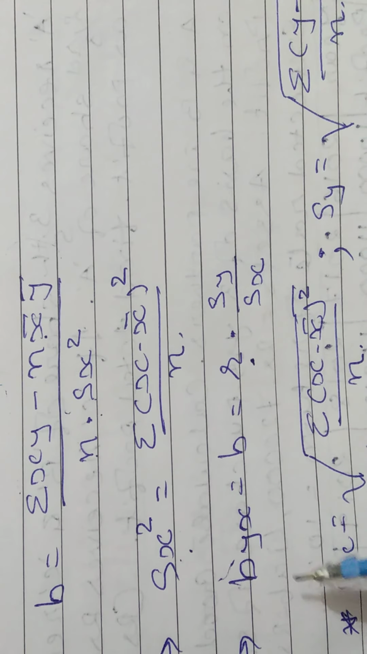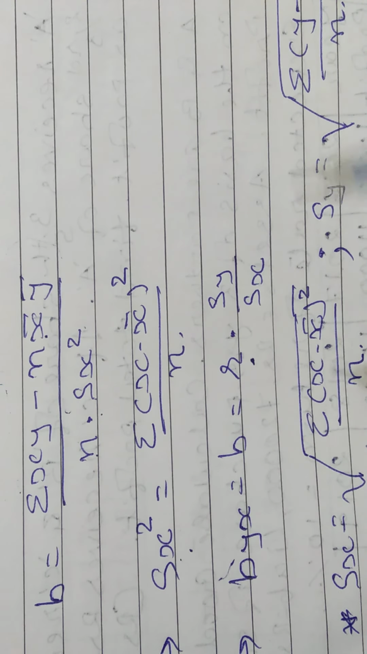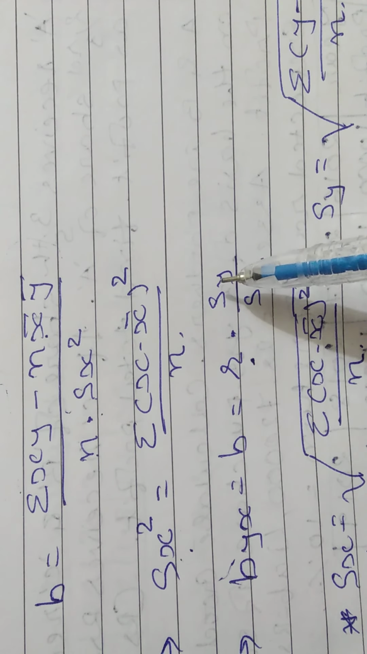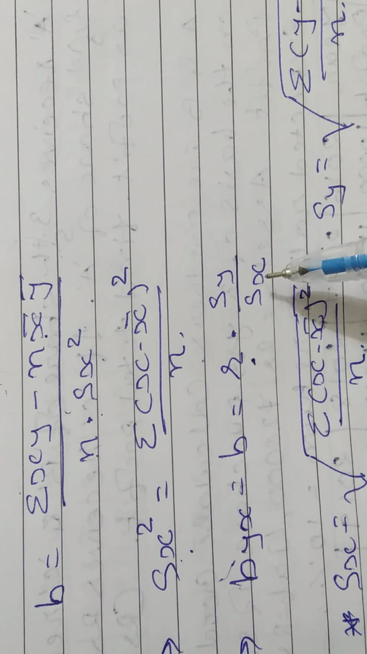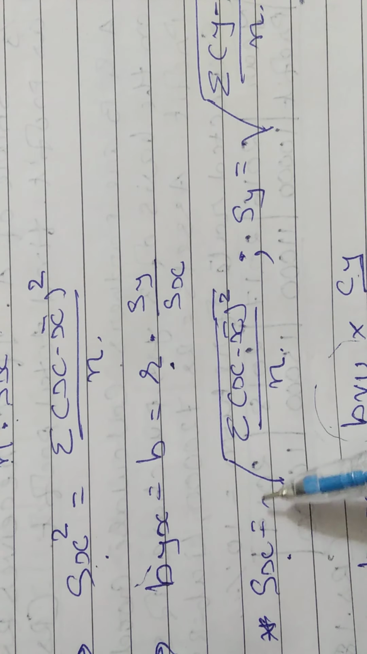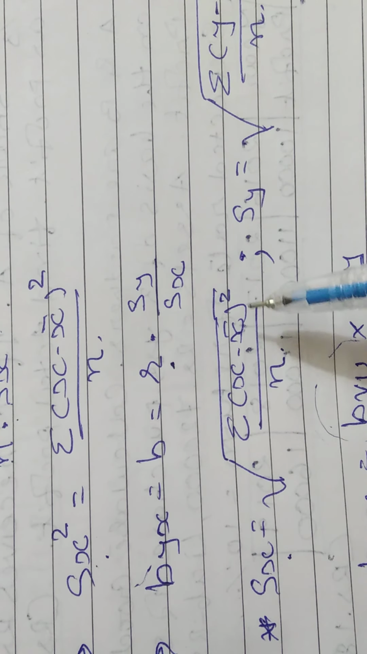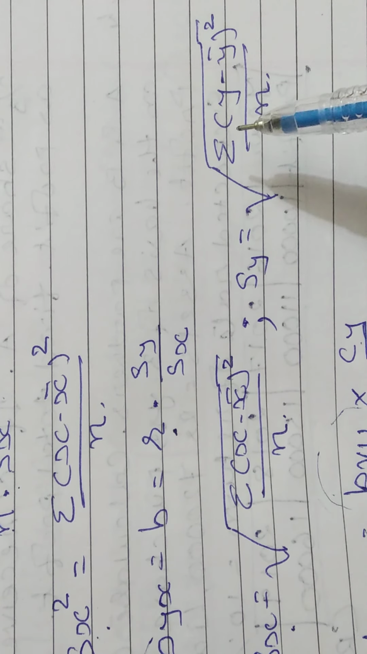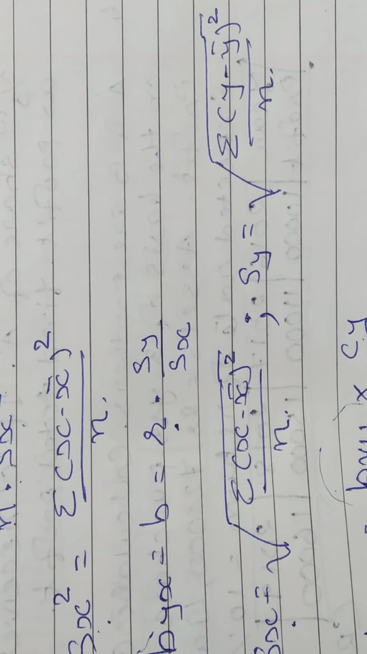The second formula to find byx, that is the coefficient of the regression line of y on x, is r into sy upon sx. r is the correlation coefficient. Remember properly: r into sy upon sx, standard deviation of y upon standard deviation of x. If they have given sigma (x minus x bar) the whole square, then to find sx you have to use under root sigma (x minus x bar) the whole square upon n. In the same way, sy is equal to under root sigma (y minus y bar) the whole square upon n.